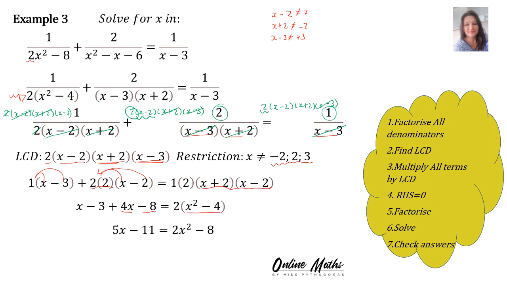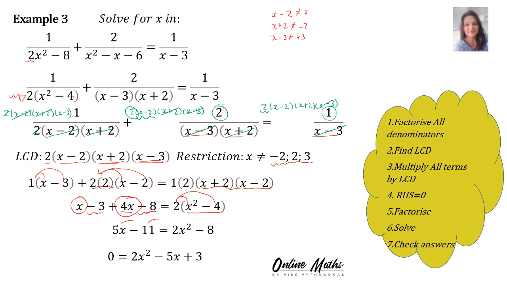And then I'm going to add all my like terms on the left. x plus 4x is 5x, and negative 3 minus 8 is negative 11. And on the right, I'm going to multiply in the 2, and it becomes 2x squared minus 8. Now I'm on step 4, where I'm going to get the right-hand side equal to 0. So everything will just walk across. And please note, I write it in proper descending order.